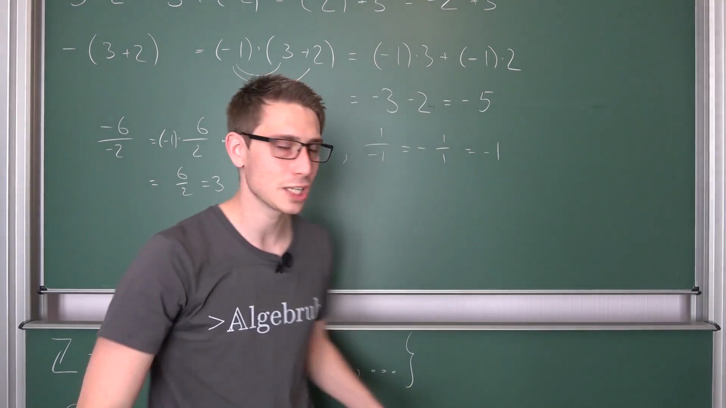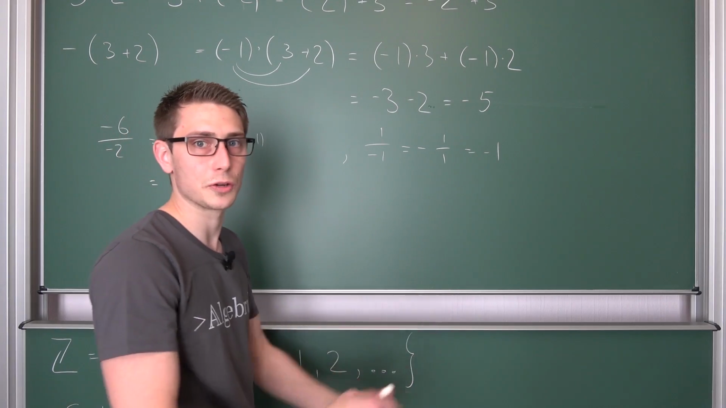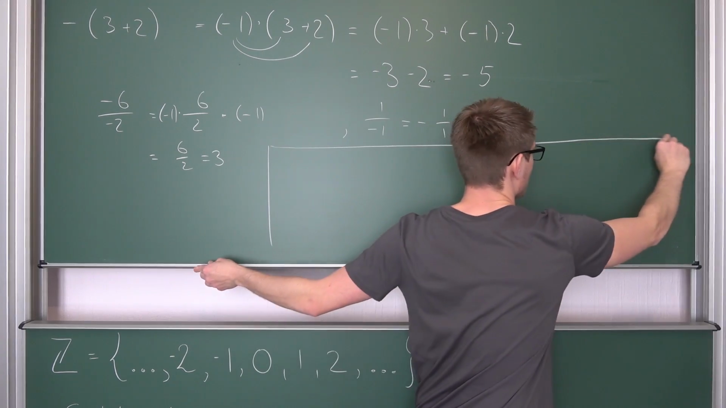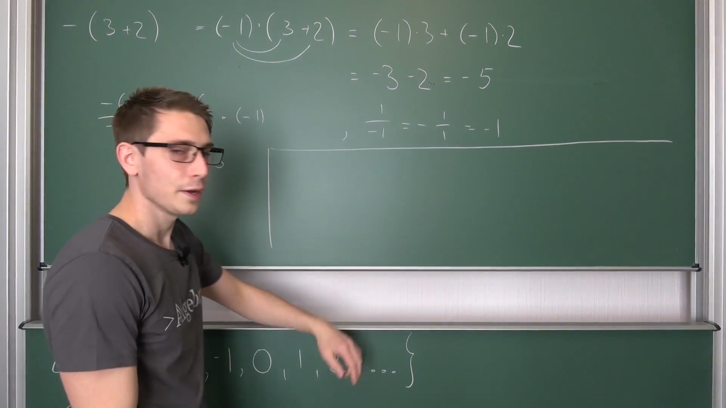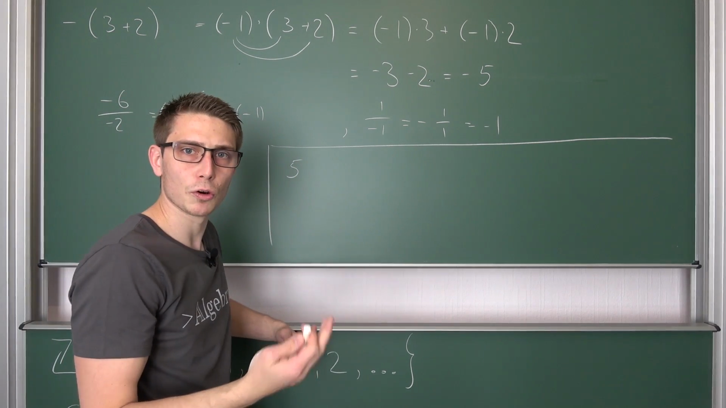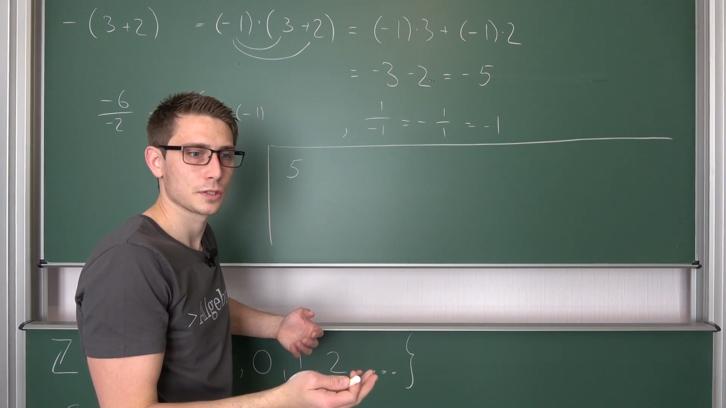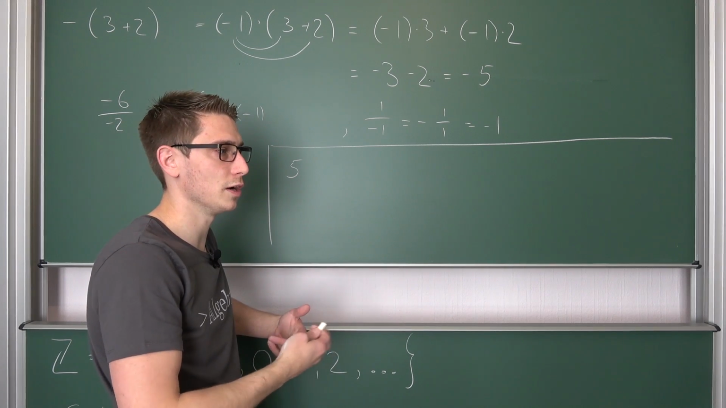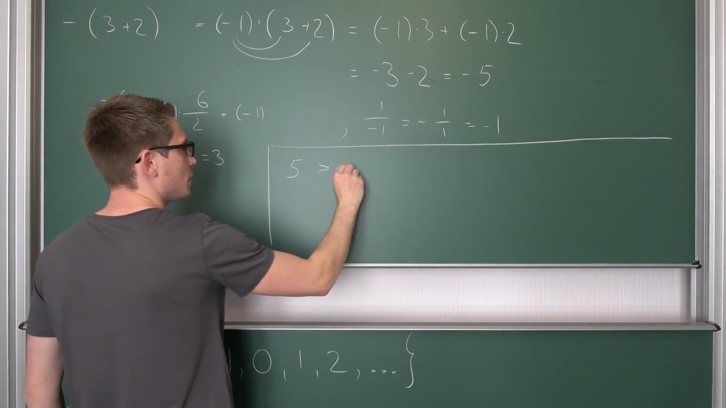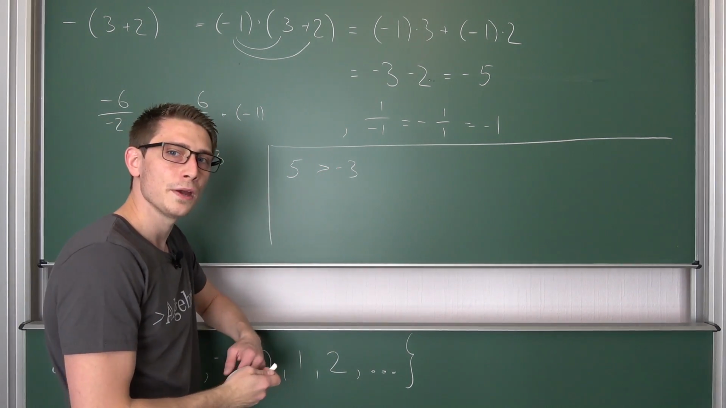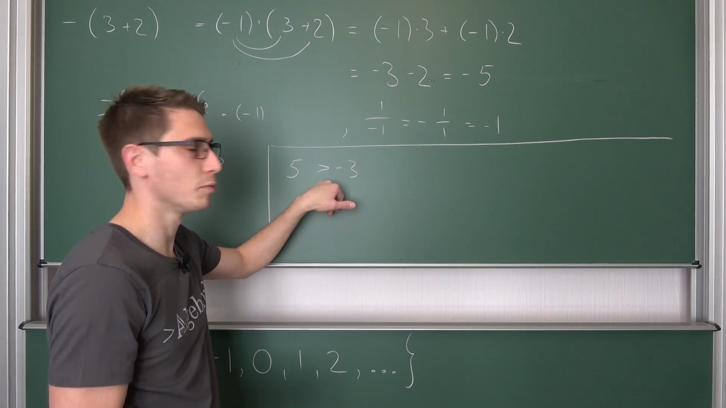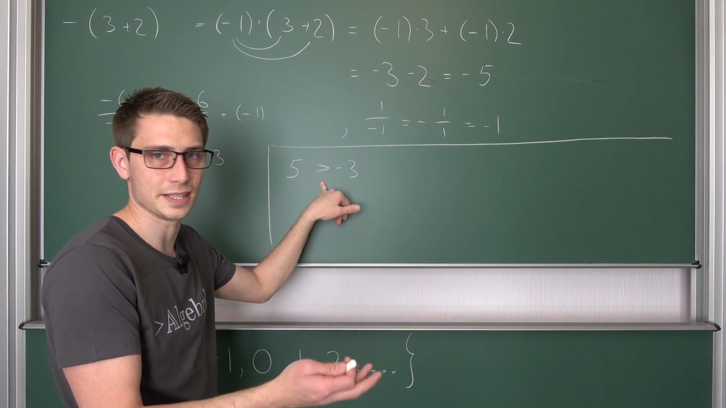Now for the order relation, so greater, less, greater or equal, less or equal to something in the positive and negative integers. Now, I hope you agree with me that if you have $5, then you have more dollars than if you wouldn't have any dollars at all. For example, a debt of $3. So 5 is greater than -3. Okay. So I hope you agree with me that this is indeed true. If you have $5, then you have more dollars than if you would have $3 in debt.